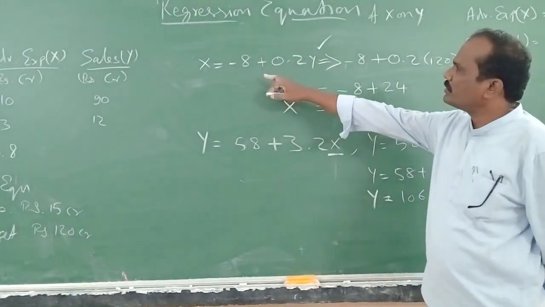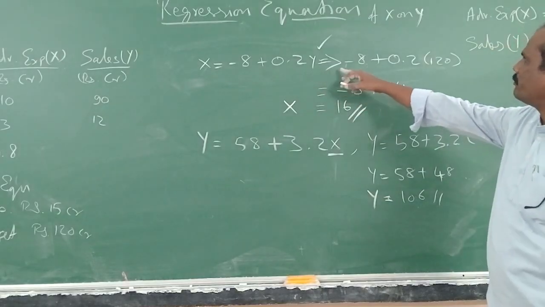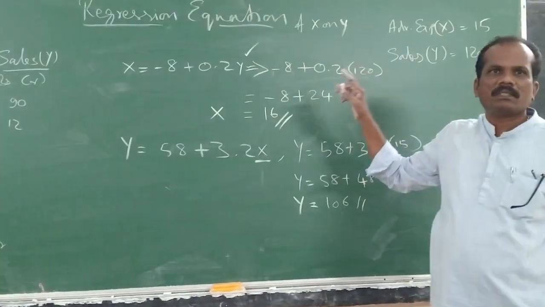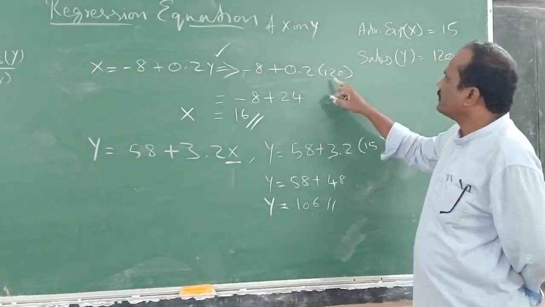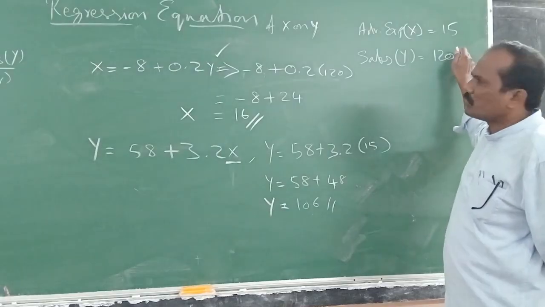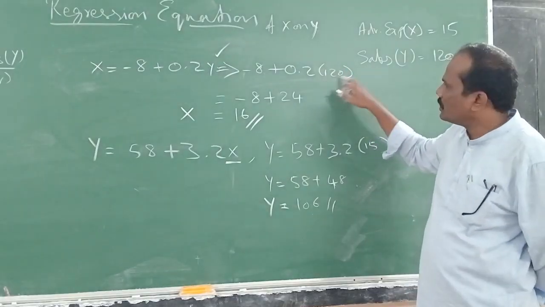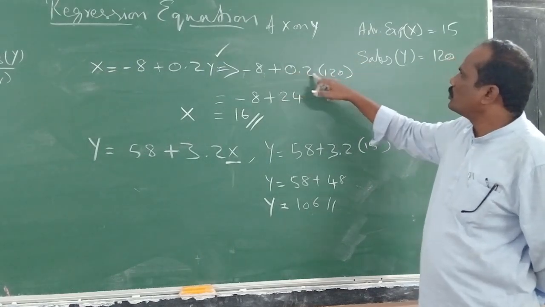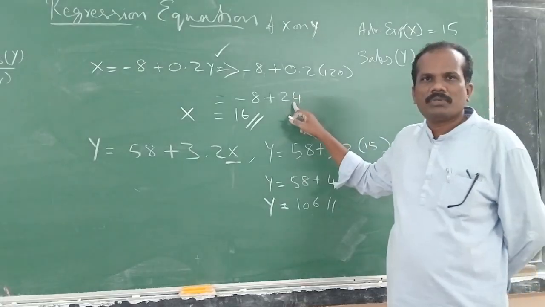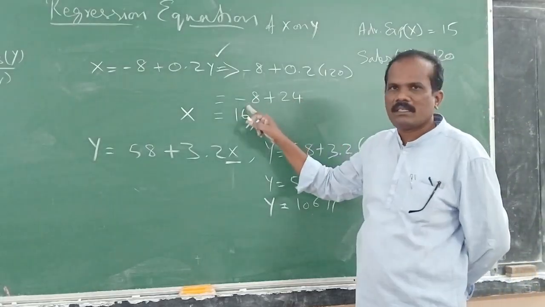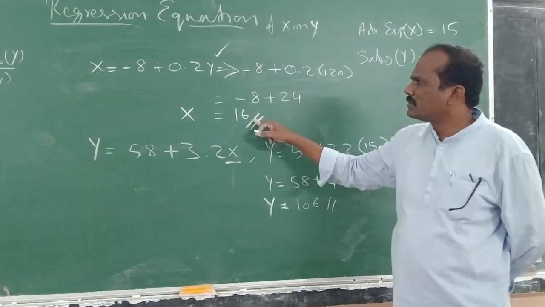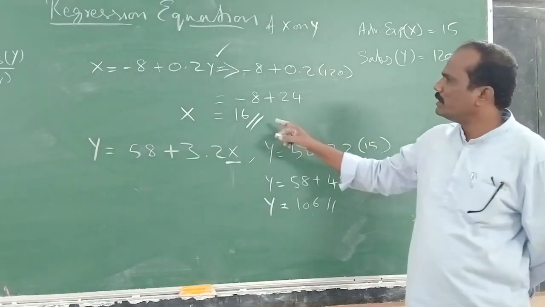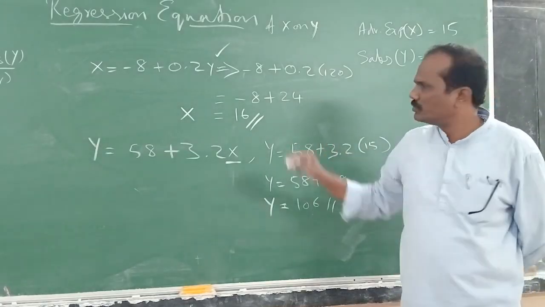Dear students, I have elaborated this equation by applying the value of y. What is the value of y? Y is nothing but the sales target, and the sales target is 120 crores. Instead of y, I have placed 120 crores here. When I multiply 0.2 into 120, we get 24. We combine it with minus 8. Minus 8 plus 24 remains 16. And the value of x, the targeted sales, will be 16 crores.